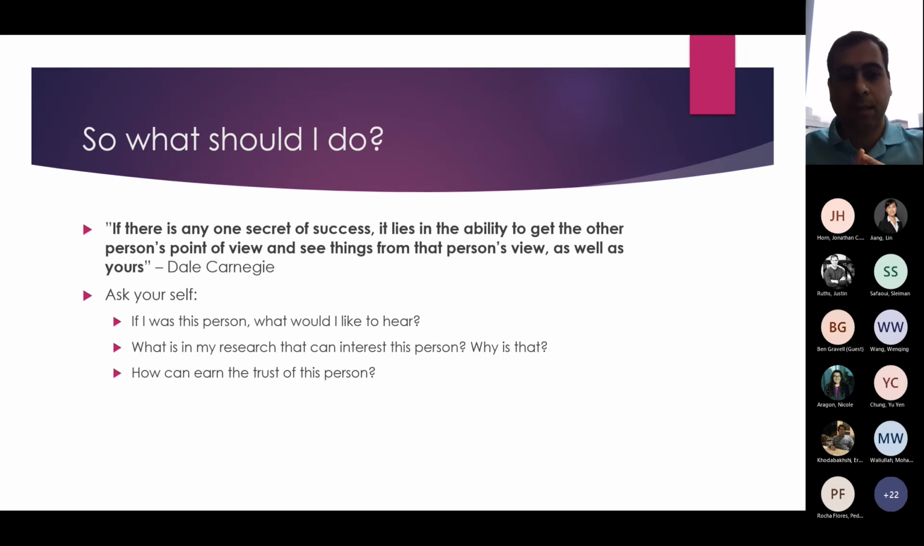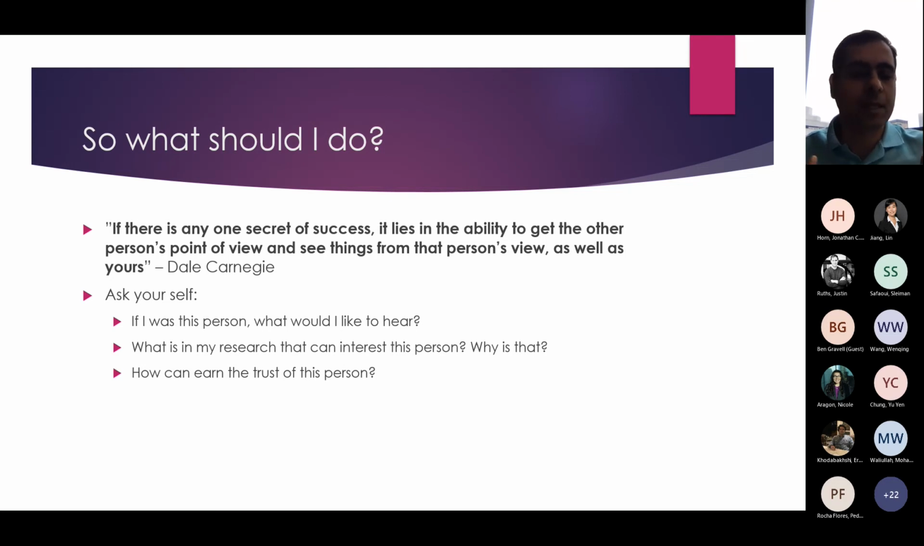you should present your work in the way that the other person wants to see and needs to see. So you can ask yourself, if I was this person, what would I like to hear? Or what is in my research that can interest this person? And why is that? Why should that person be interested in this specific part of my presentation or my research? Or how can I earn the trust of this person? That is very important. Put yourself in the other person's situation and see what this person wants to hear from me. And that's the great starting point, I think.